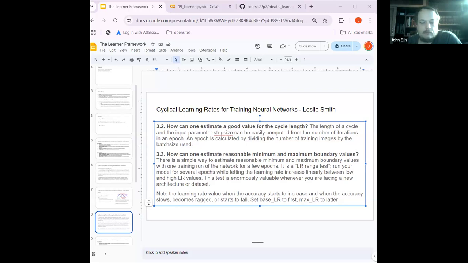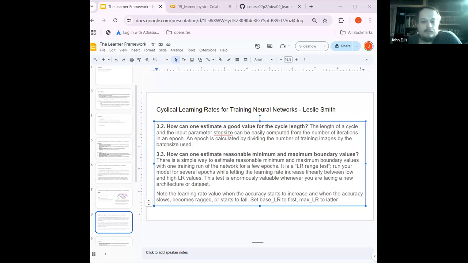And then as you take the results and plot the accuracy, there should be two distinct points that you should be able to identify: when the accuracy starts to increase, and when the accuracy finally starts to slow or become flat and ragged, or starts to decline.